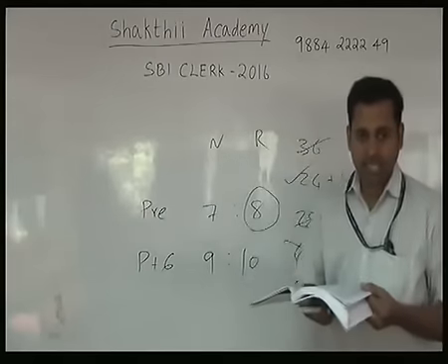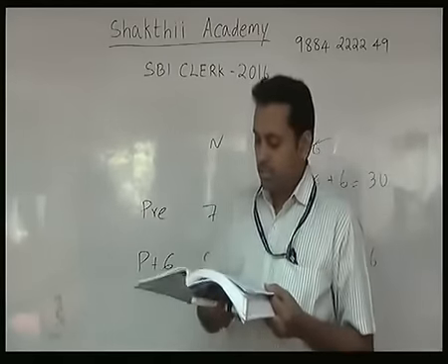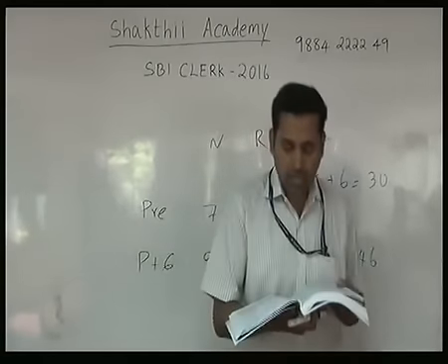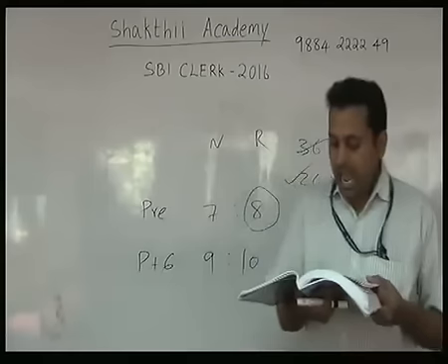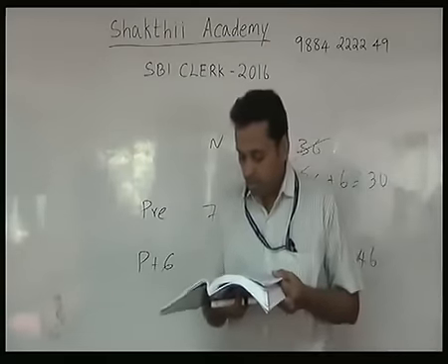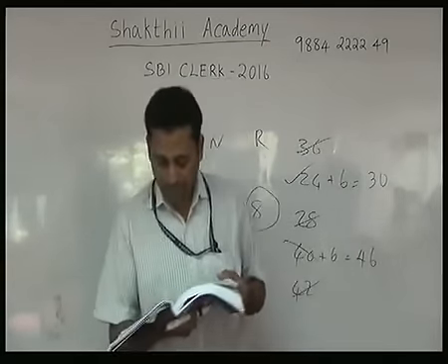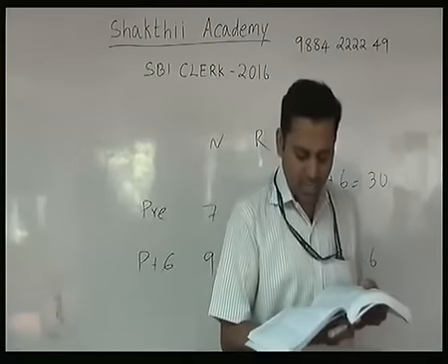I'll repeat the question once again. 5 years ago, the ratio between the ages of Meena and Sita was 3:4. After 5 years from now, the ratio between their ages will be 5:6. Find the present age of Meena.